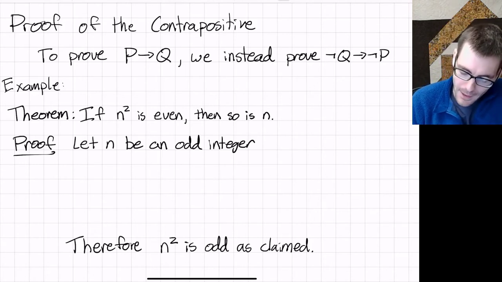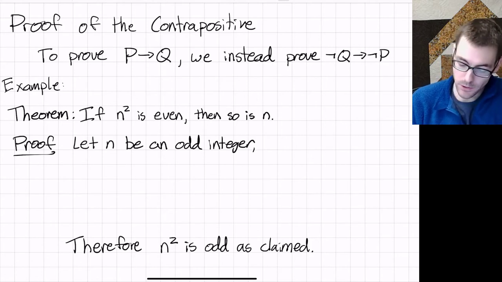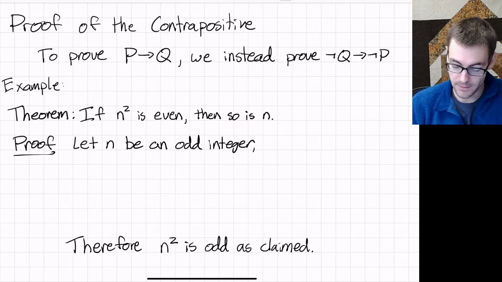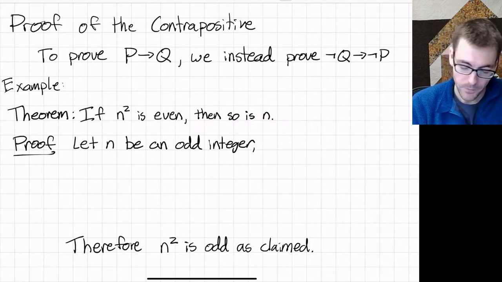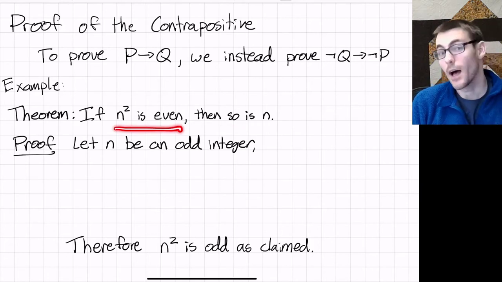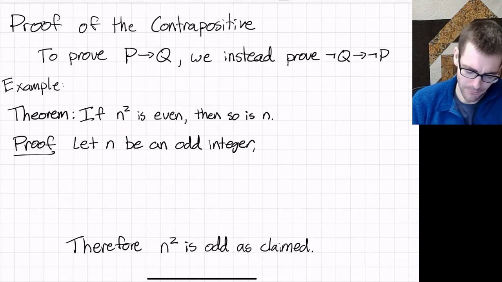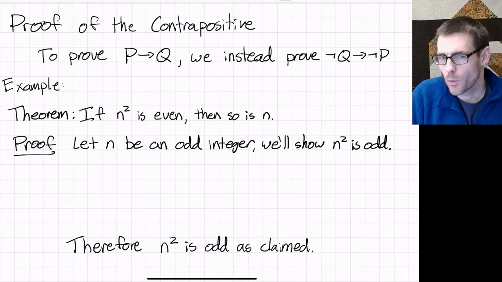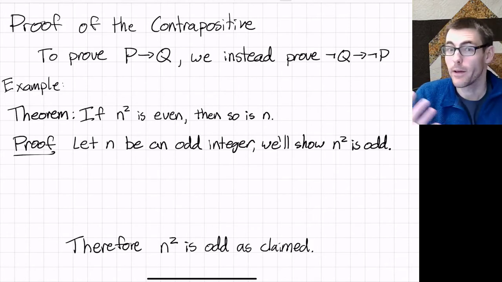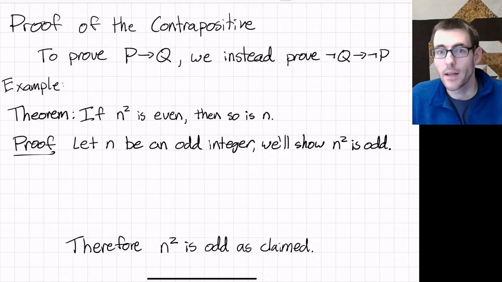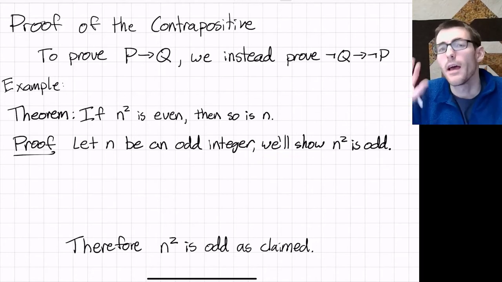So, for example, here I might say, let n be an odd integer, so we are assuming Q negated, so we're assuming that n is not even, and the general game plan is to show that n squared is odd. So we're just going to say that up front. Let n be an odd integer, we'll show that n squared is odd. While this is a little bit of extra information here, I would still say that this is reasonably concise.